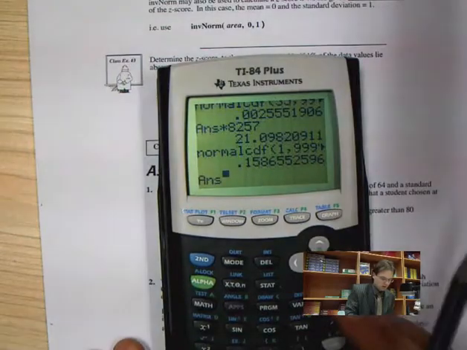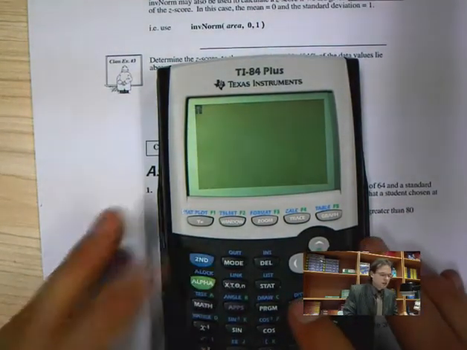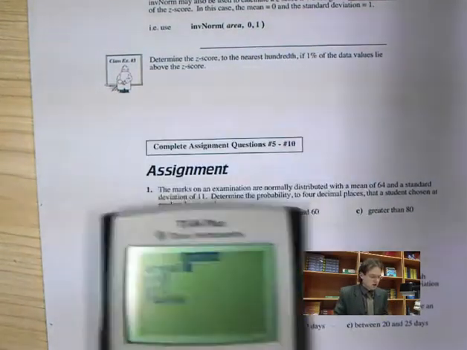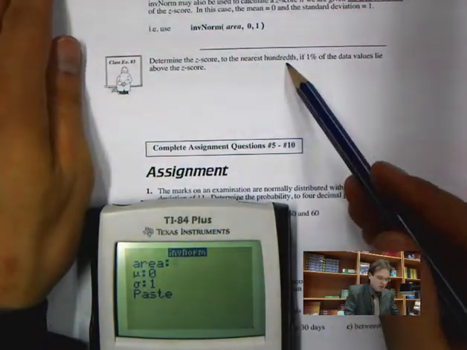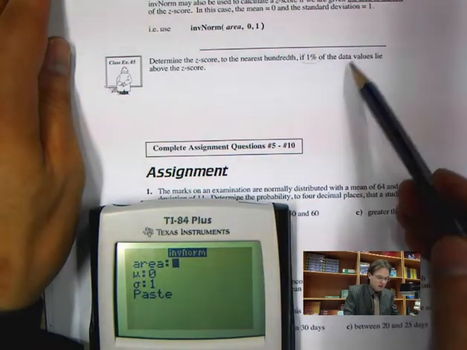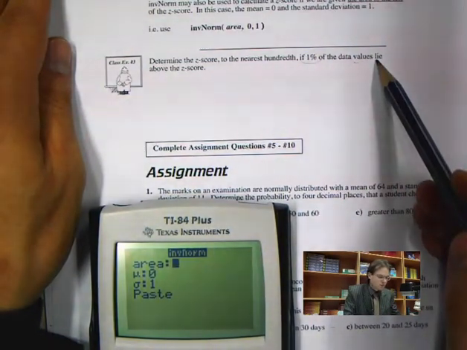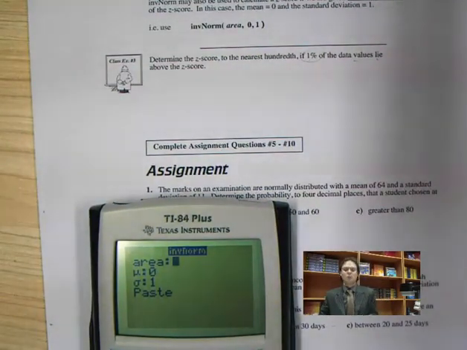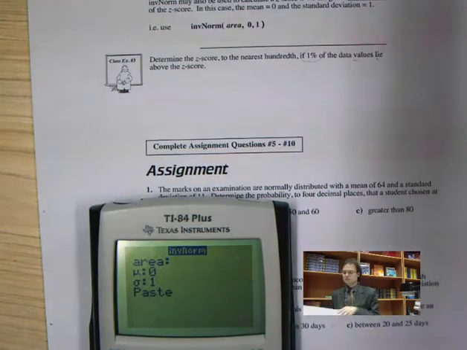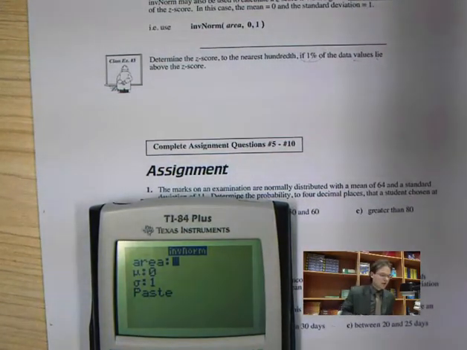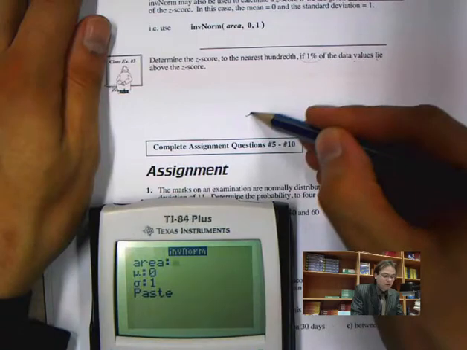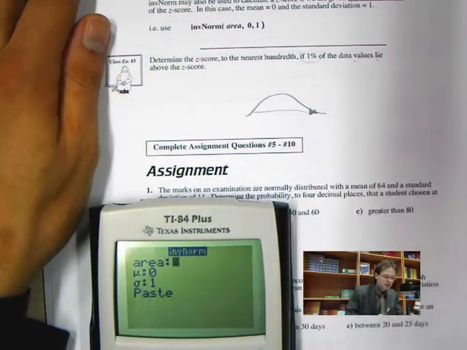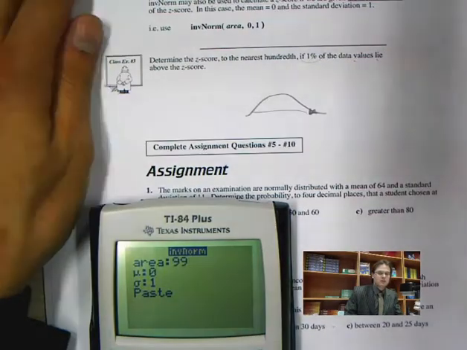So I'm going to clear all this right now. And I'm going to go second distribution. And we go all the way to inverse norm. So we're using this function. So here it says determine the z-score to the nearest hundredth if 1% of the data lies above the z-score. So what is my area? My area lies above. So we look at this. My area is just this. So everything less is 99. So we have 99% is the area.